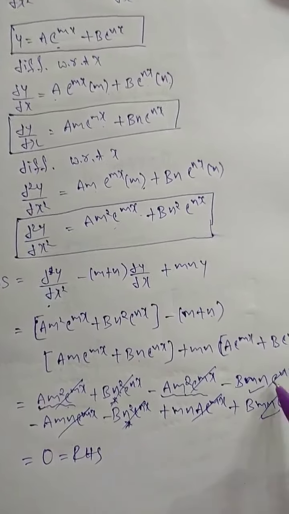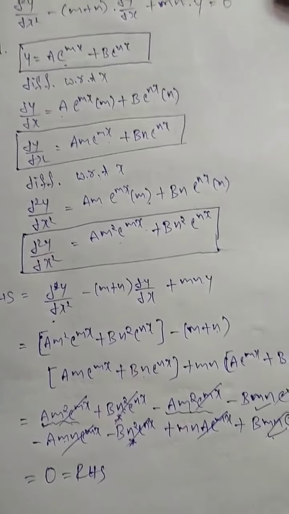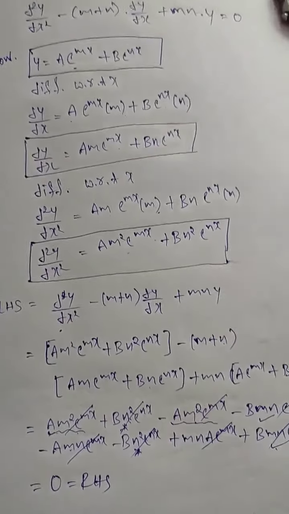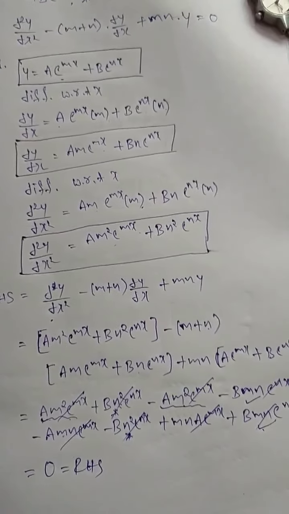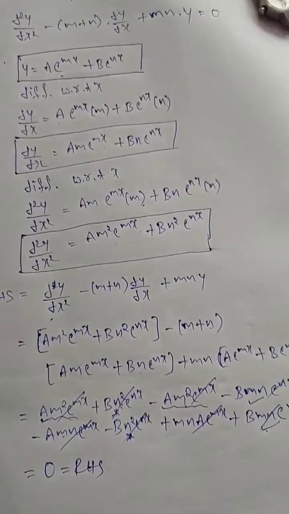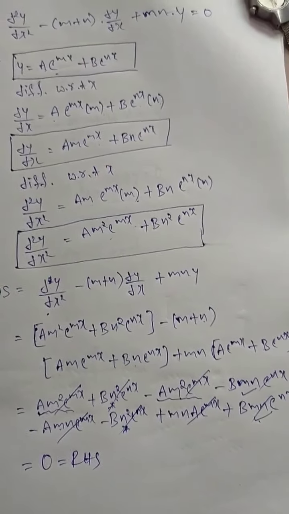Very easy, nothing here. We are doing so many steps, that's all. So the writing is more, but doing is very easy. You want to differentiate the function twice and substitute in the left hand side, cancel the common terms and we get 0.